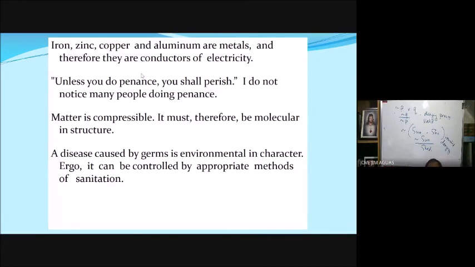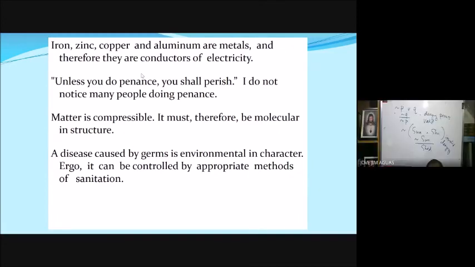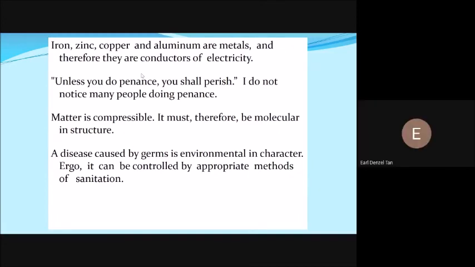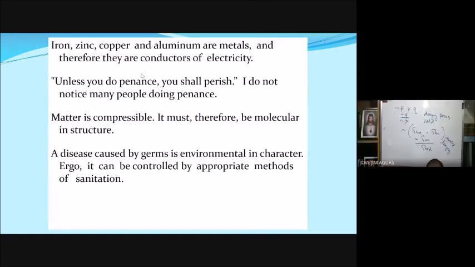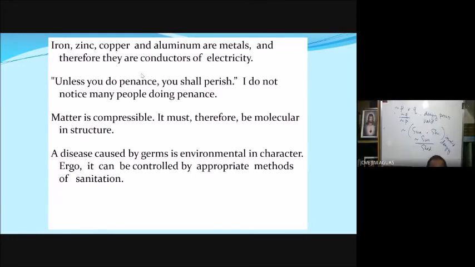But what should be the correct statement? Many people shall perish. That's correct. Many people shall perish because unless here means if you do not do penance. Unless means if not. Okay, keep that in mind.